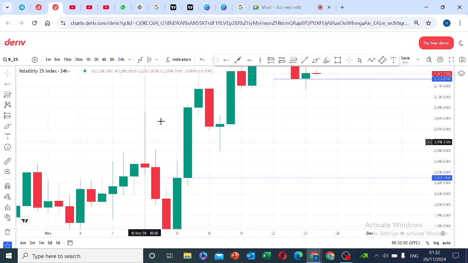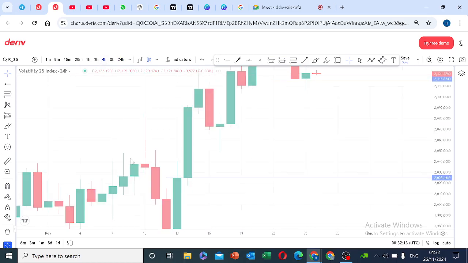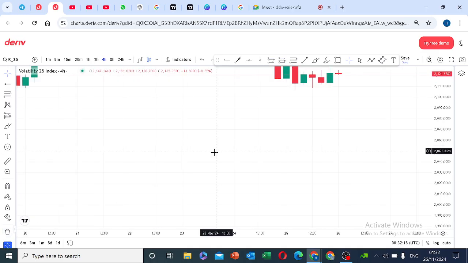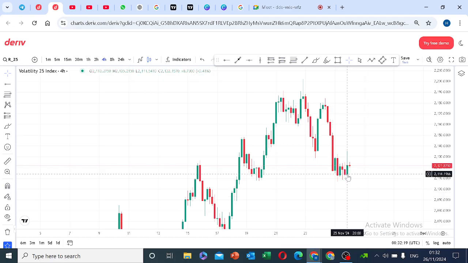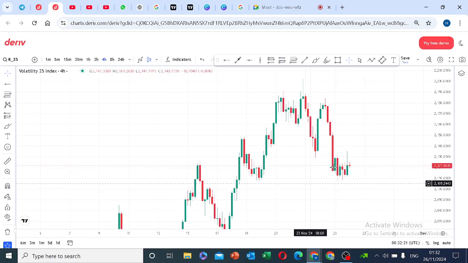So now this is an example on the 24 hours time frame. It simply means that after every 24 hours, a new candlestick will open. Now let us go to a 4 hours time frame candlestick. On this 4 hours candlestick, this 4 hours simply tells us that market price reacts after every 4 hours.